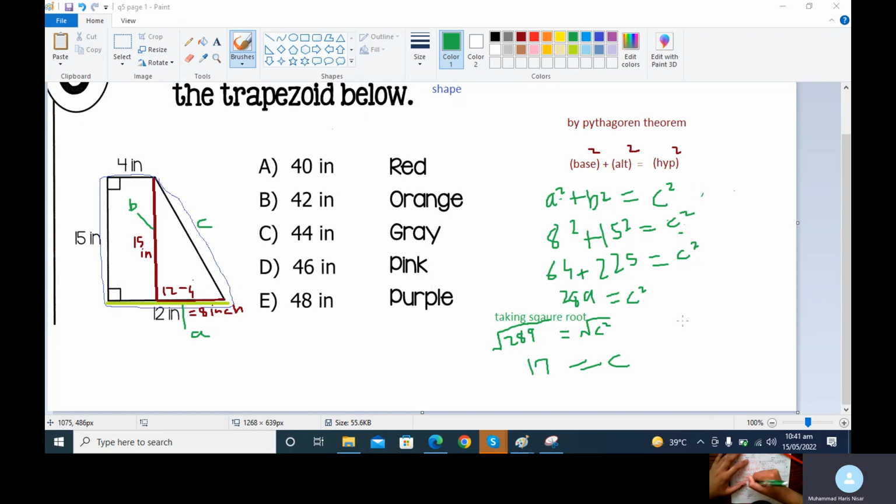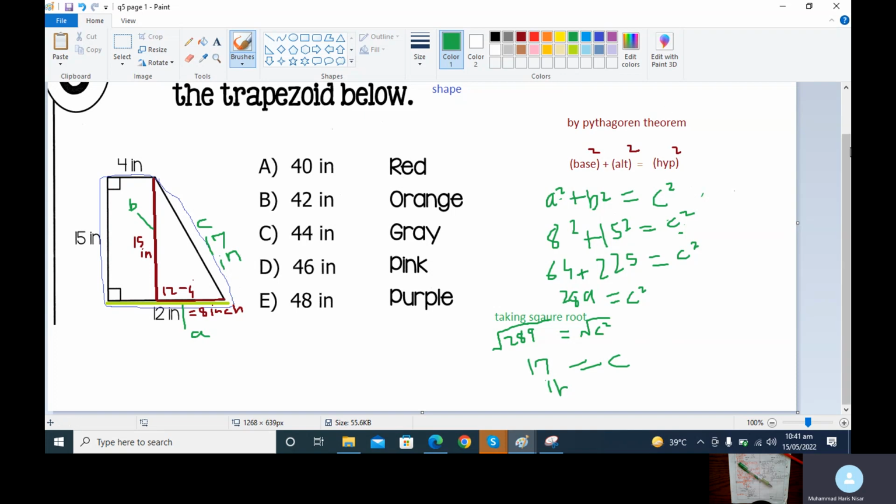So c is equal to 17. We have found the value of the missing side, that is 17. C is equal to 17 inch. Obviously, the unit which is used here is inch, so it is 17 inch. You can write IN here, 17 inch.